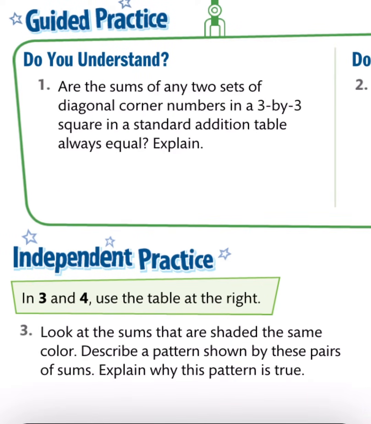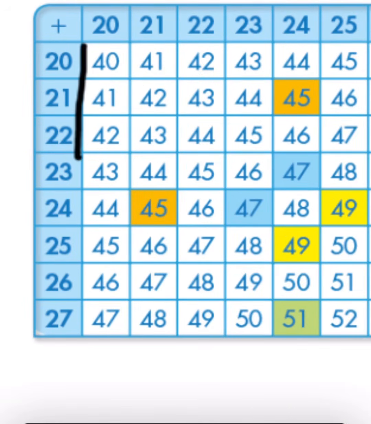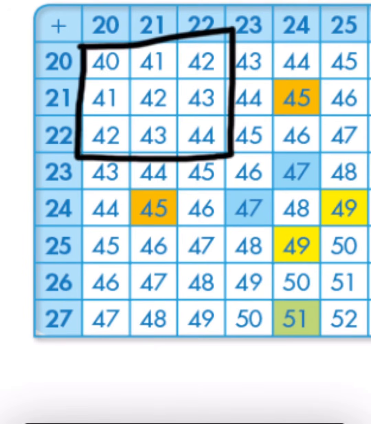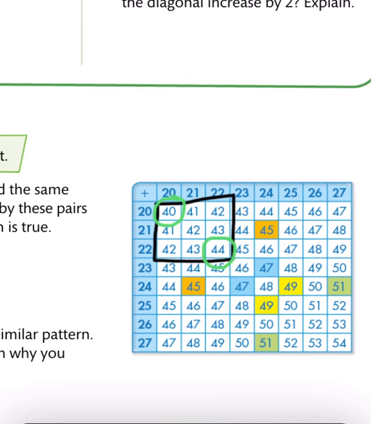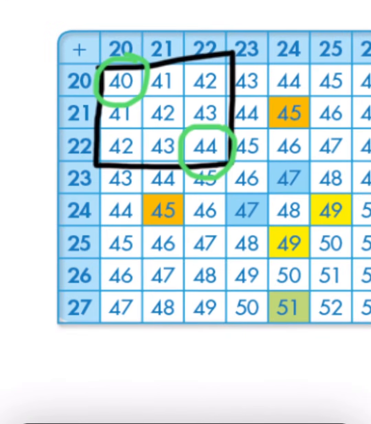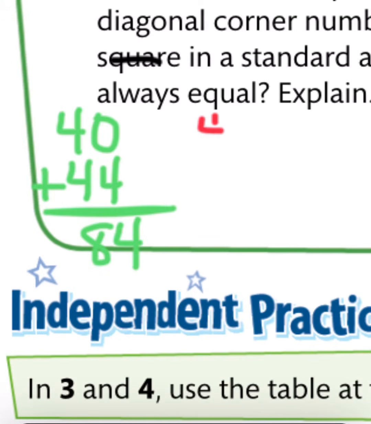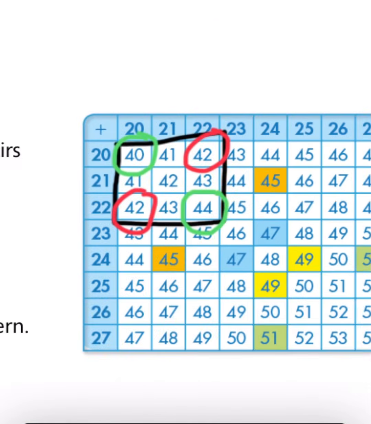And it says, the very first question, are the sums of any two sets of diagonal corners in a 3 by 3 square in an addition table always equal? Okay, well, let's just pull up this one. And I'm going to draw in a 3 by 3 square. Okay, so we look at the diagonal corners, and I'll circle one, that's 40, and the other in the diagonal to that is 44. If we add those two together, 40 plus 44 is 84. Okay, all right, so let's then look at the other diagonal corners. That's 42 and 42. And we add 42 and 42, we get 84. Okay, so yes, they are always equal.